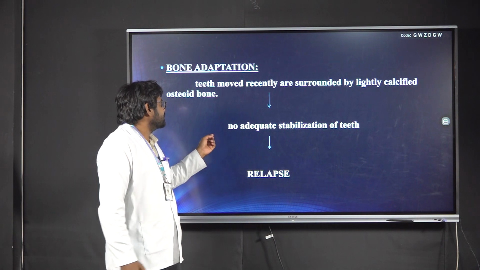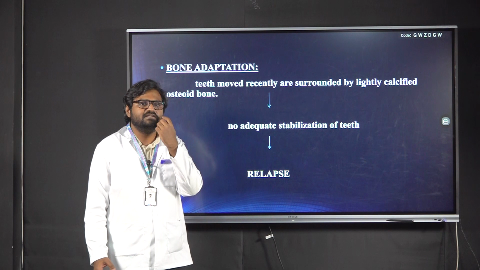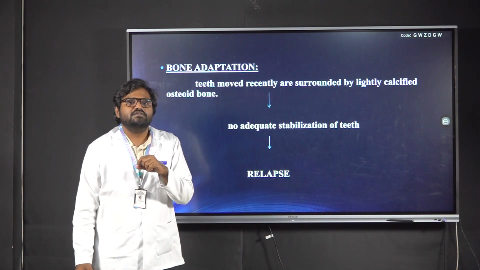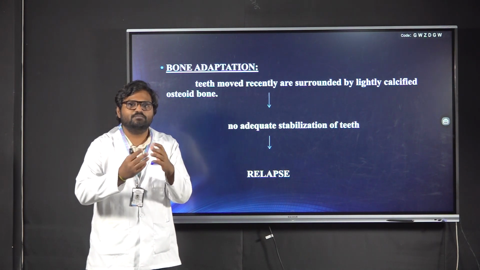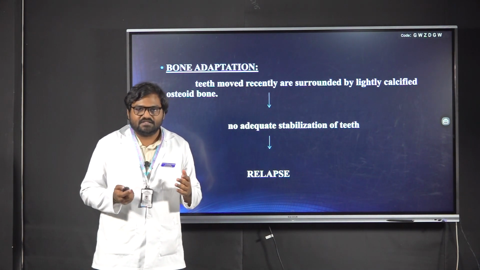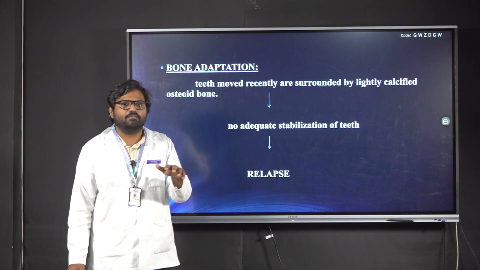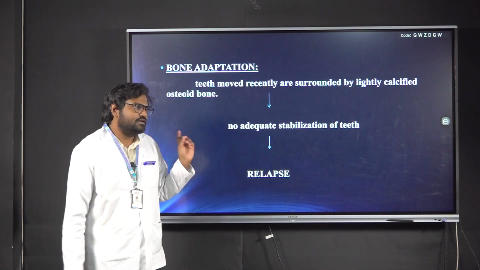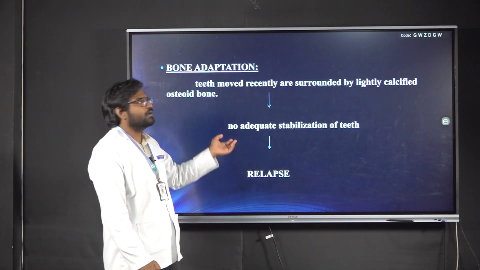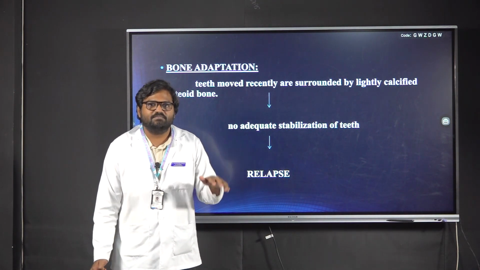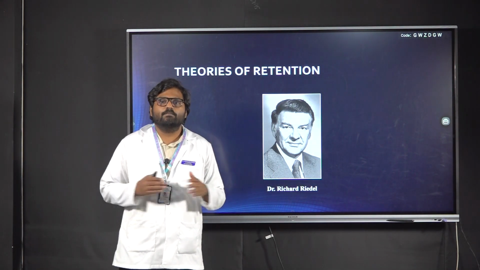If you haven't given proper retention, because you are trying to move all the anteriors into retraction in the extraction space, there's always a chance the teeth might move because of various factors, and one of them is lightly calcified bone. So you have to give time for the bone to form properly, and for that, retainers are given. If you don't give proper retention, that is again a cause of relapse, especially where your bone adaptation is taking place. You need to give it some time. So that completes your important causes of relapse.